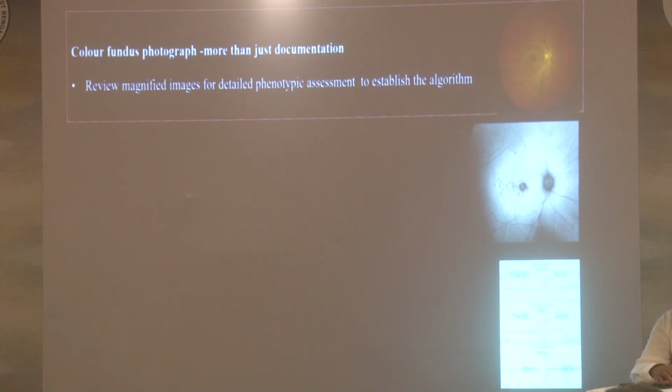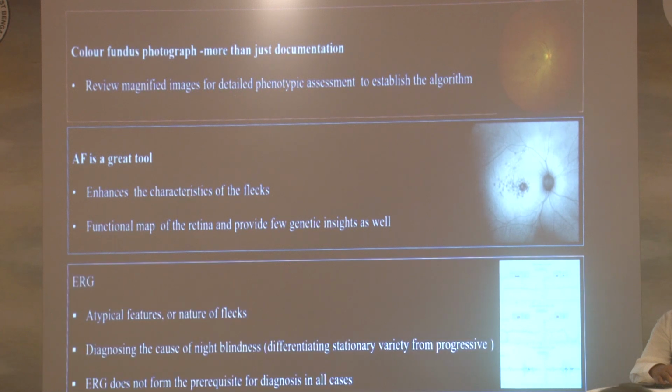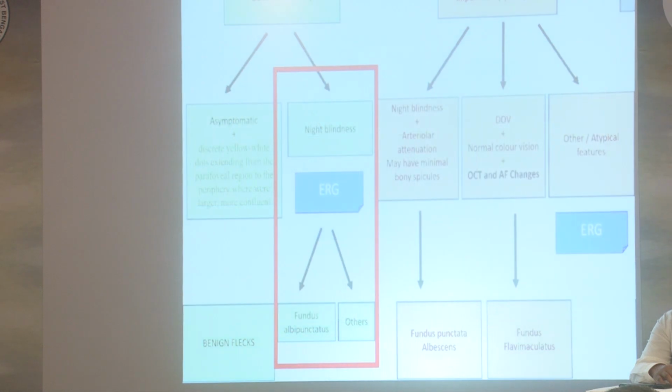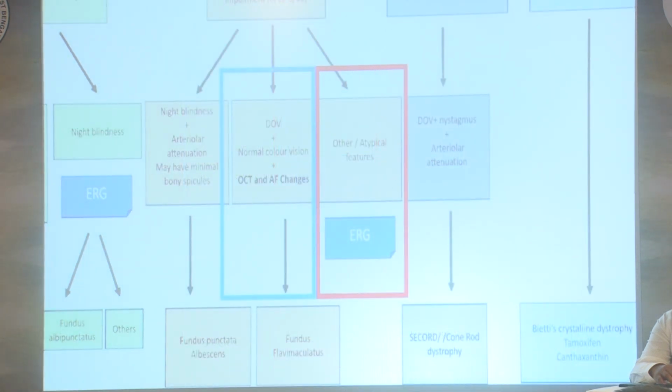Coming to the discussion, so fundus photograph is more than just for documentation. These images can be reviewed for a detailed phenotypic assessment at a later date. Autofluorescence is a great tool because it enhances the characteristic of the flecks and acts as a functional map and gives some genetic insights as well. Now ERG, although an extremely important investigation, may not be required in all cases unless you have atypical features. So from this we came to this algorithm where we propose that in good visual acuity, patients with night blindness require ERG to come to a diagnosis. In patients who have moderate visual loss, OCT and autofluorescence are extremely important, and ERG can be an adjunct when you don't get any clue from your first line.